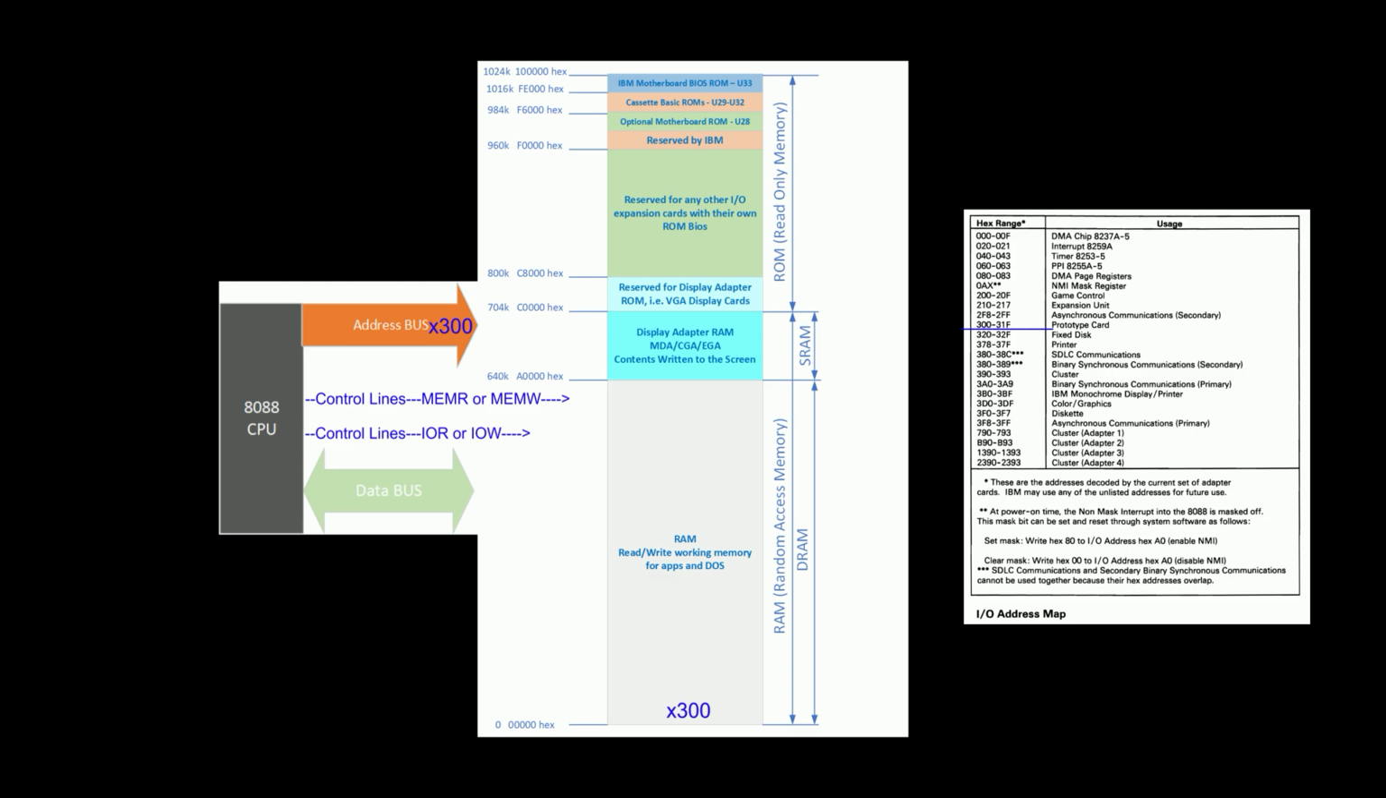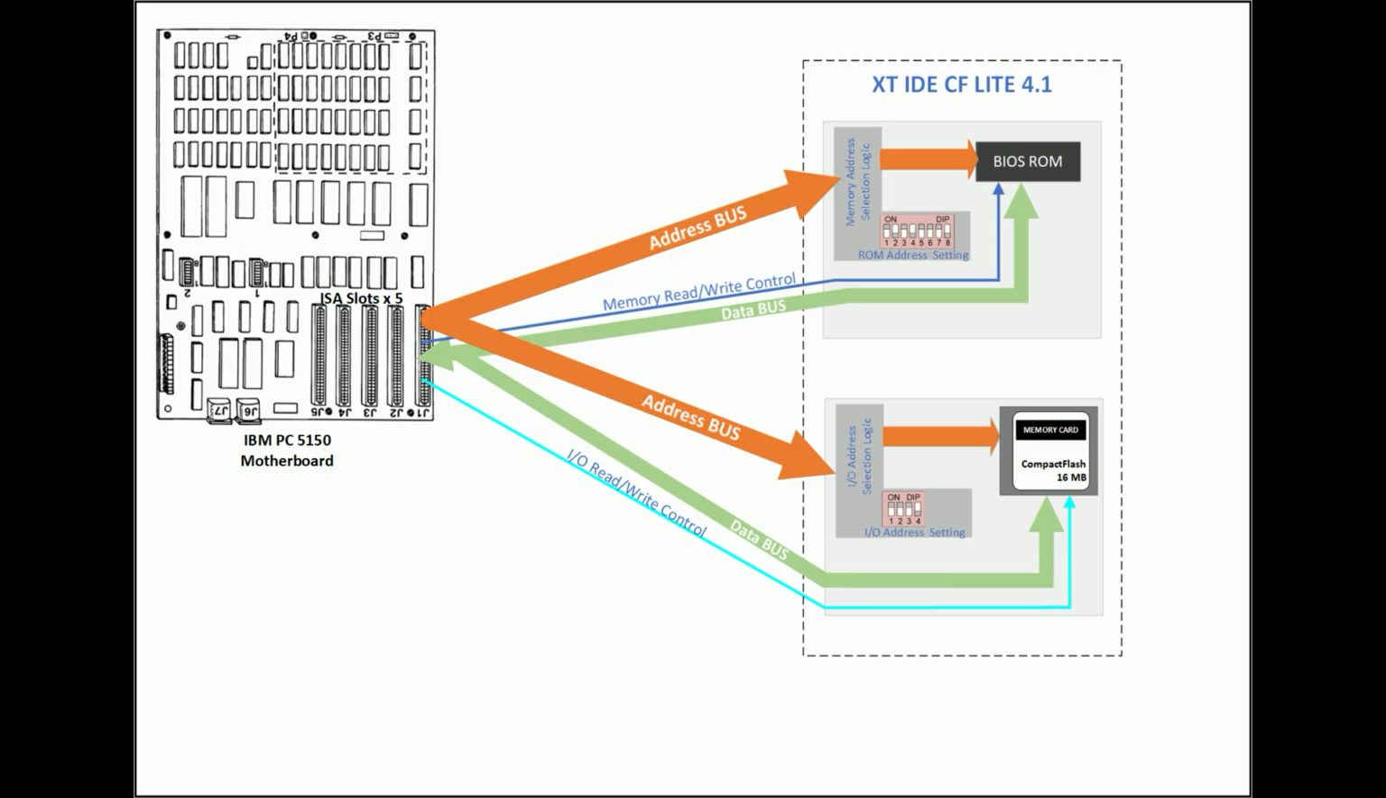This helped me understand that the XTIDE Compact Flash adapter is actually two devices on the same PCB. On one hand, it's attaching the ROM chip containing the XTIDE firmware to the ISA bus. On the other, it's attaching the Compact Flash card to the same ISA bus. This understanding of mine simplified the diagnostic approach.